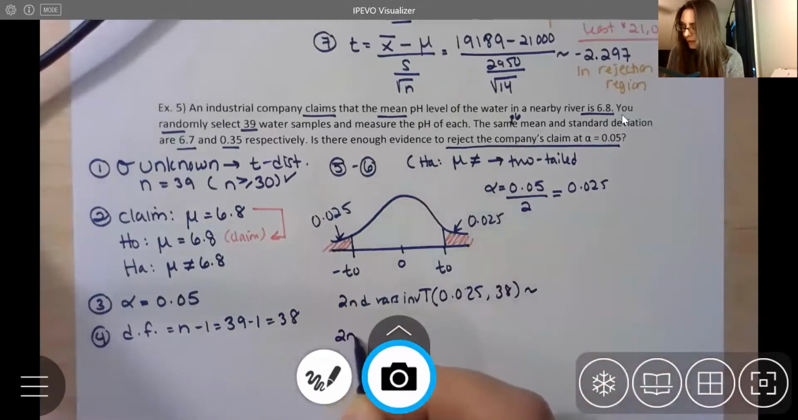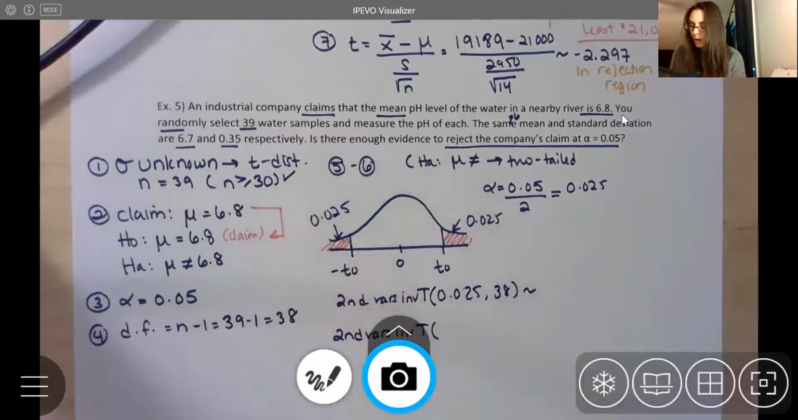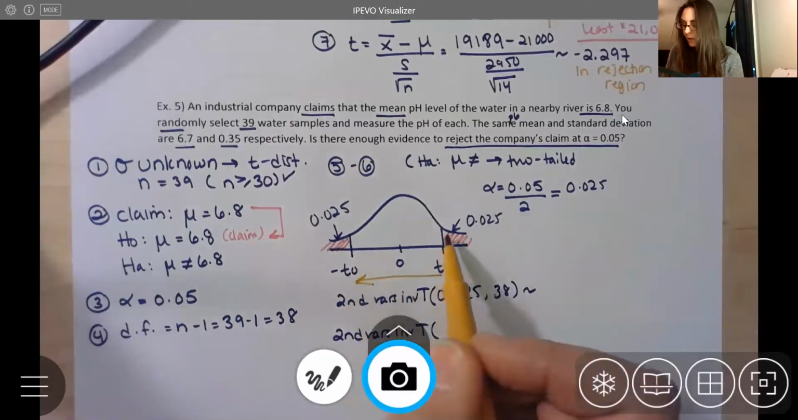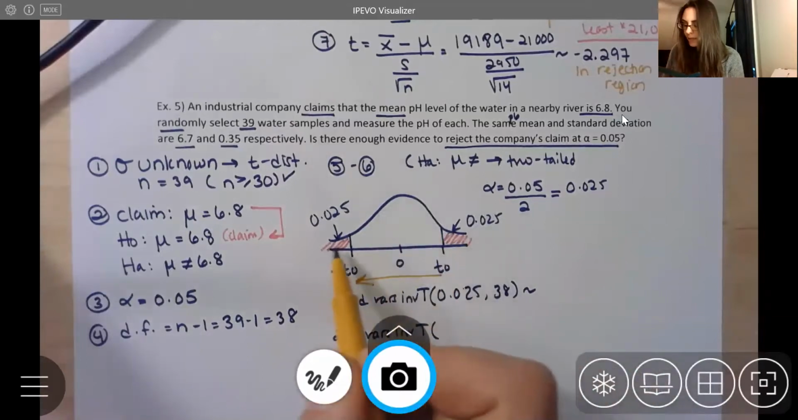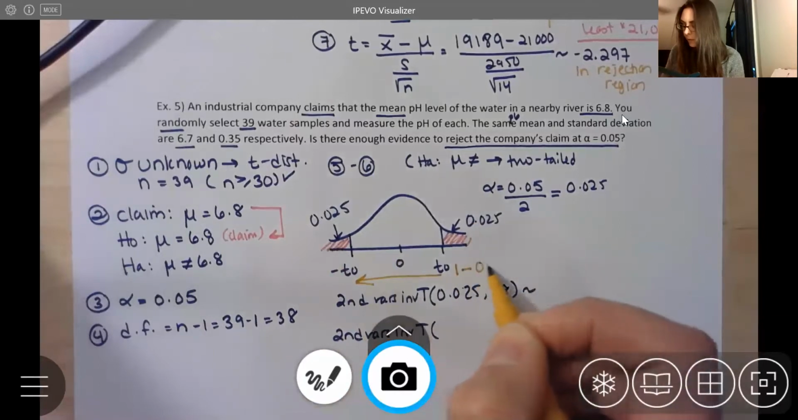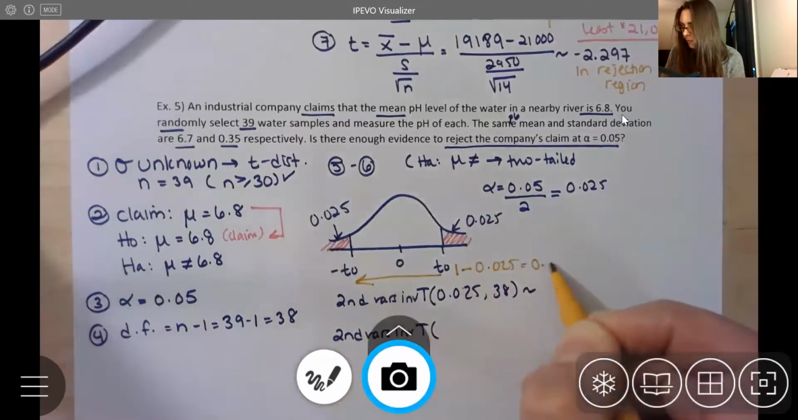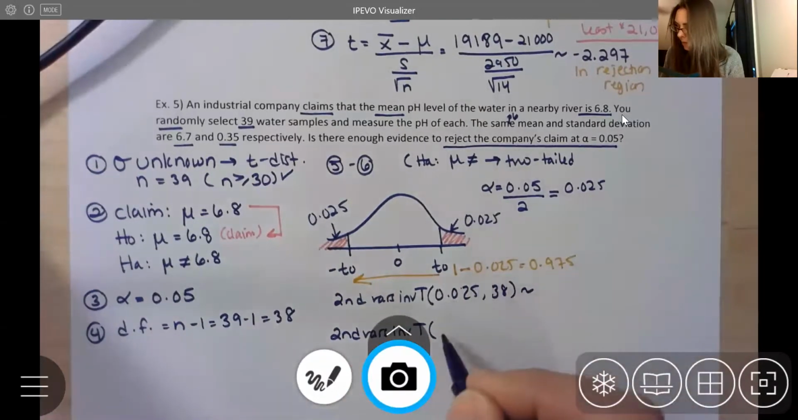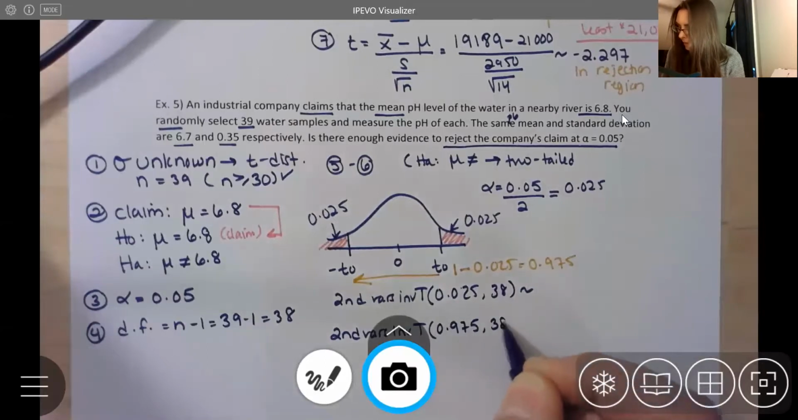For the other side, and you don't really have to do both sides, because it's going to be symmetric, but if you want to, you just want to be careful here. The area to the left is going to be all of this plus this. So what you have is actually 1 minus this value. So sometimes the right side is a little bit harder to find. You just have to think about what the area is there.